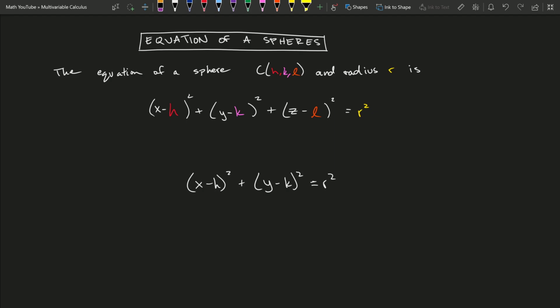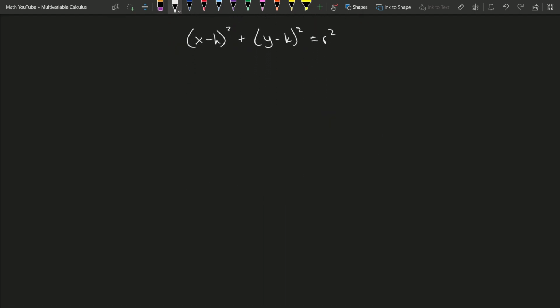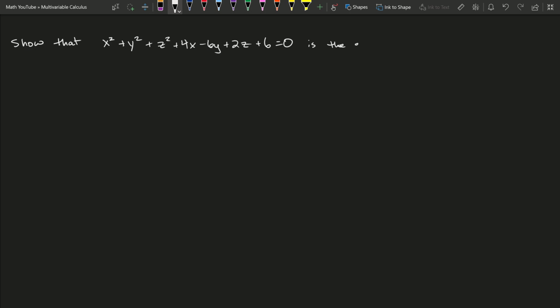Now, it's possible that you might be asked, on a homework question or on an exam question, to figure out what the equation of a sphere is based on certain facts. So we could say, show that we've got this big, long, nasty equation here, and we want to show that this is the equation of a sphere.